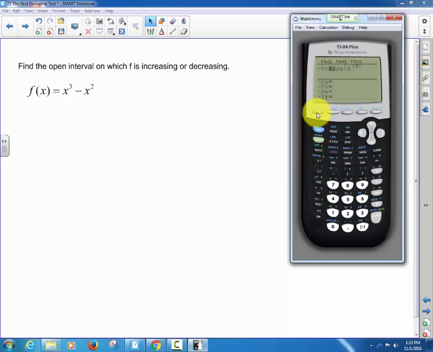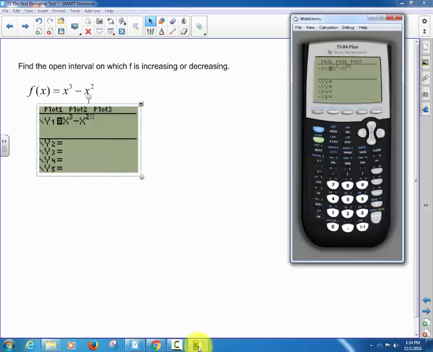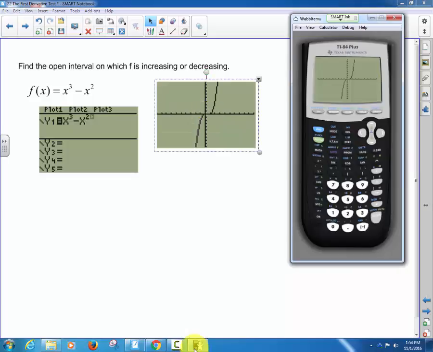Y equals. We're going to plug in our function there, okay? X raised to the third minus X raised to the second. Okay? So we put in our function. Now, if we graph this thing, the difficulty is getting a window that you can understand anything out of. Does this give you enough information to maybe figure anything out, you think? All right, so what do you think we ought to do?